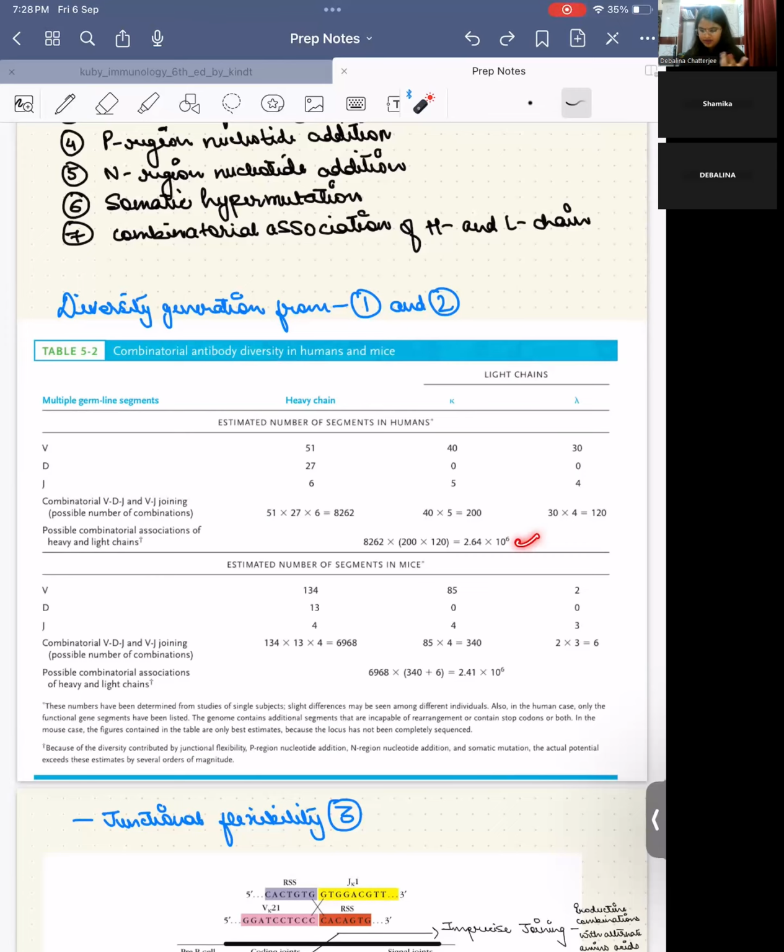So roughly if you see, it's somewhat the same. It's just that for humans we have further more diversity by certain decimal points, but when it is multiplied by 10 raised to the power minus 6, that's also a very significant difference.